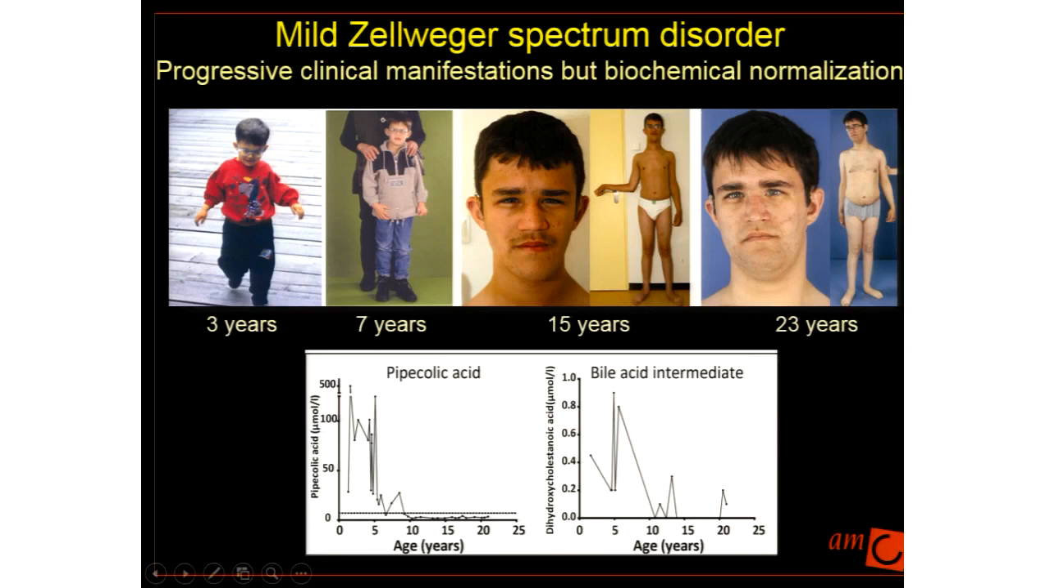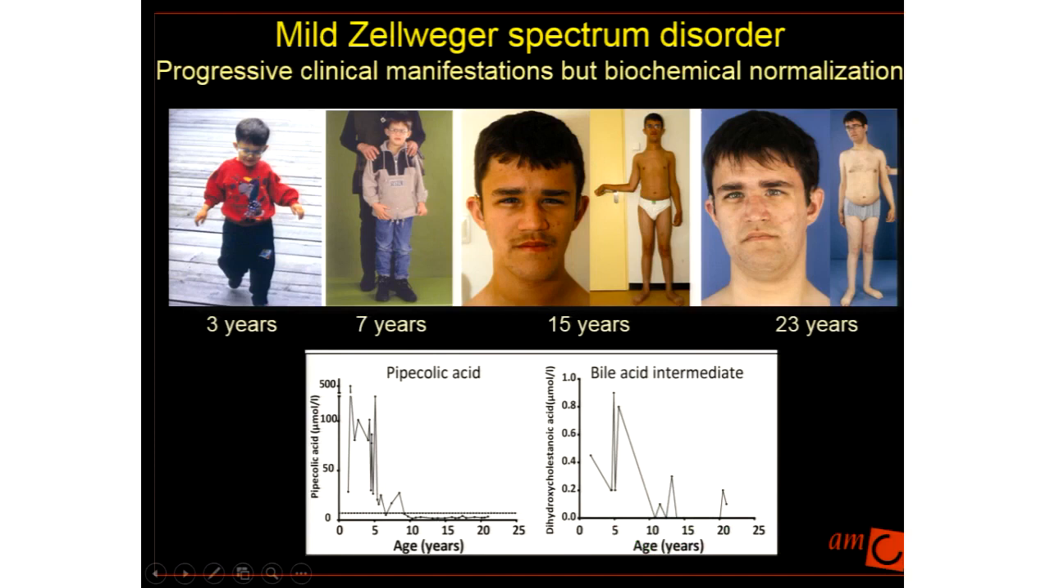And what we have observed is that most of them have the same hypomorphic mutation in the PEX1 gene. And what we observe is a clinical differentiation between these patients. And we also see many patients that have progressive clinical manifestations. But then if you look at the biochemical parameters later in life, we see that they completely normalize. And here's an indication of pipecolic acid and the bile acid intermediates. You see at higher age of this patient here, you see that they basically normalize.